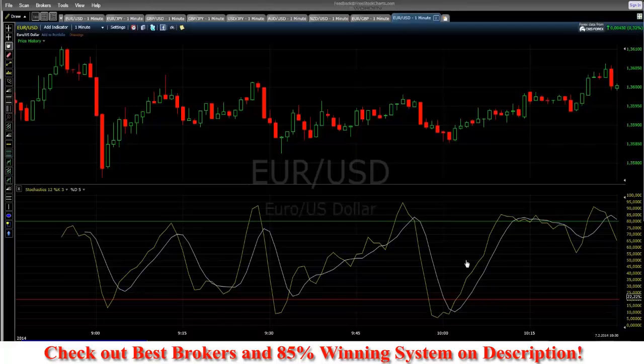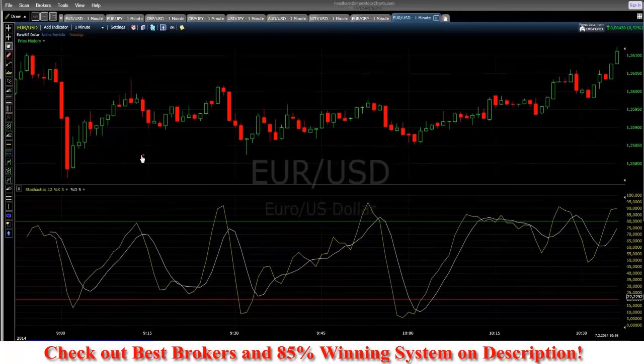And the term stochastic refers to the location of the current price in relation to its price range over a period of time. Basically this method attempts to predict price turning points by comparing the closing price of the traded asset to its price range. So this is the price range in which the asset is trading, and the stochastic helps us determine the high levels and the low levels of the price in this price range.